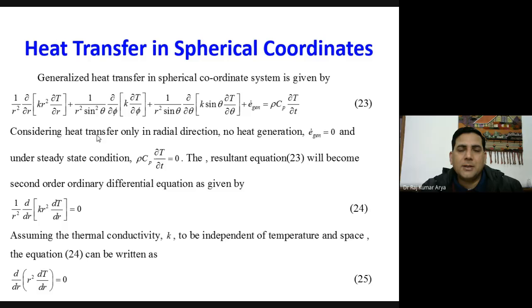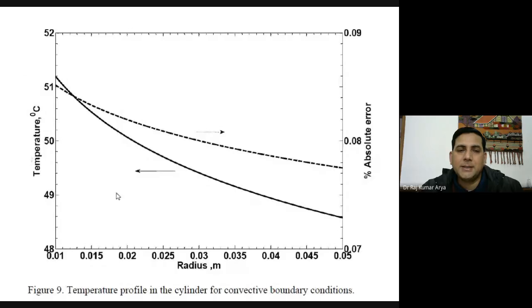Now, this is your temperature profile. You have the radius at the bottom, the temperature here, and the absolute error on this side. The absolute error varies from 0.07 to, let's say, the highest one may be 0.085, something like that, correct? So you can say your absolute error is fine. If you can increase the number of points and minimize it further, well and good.